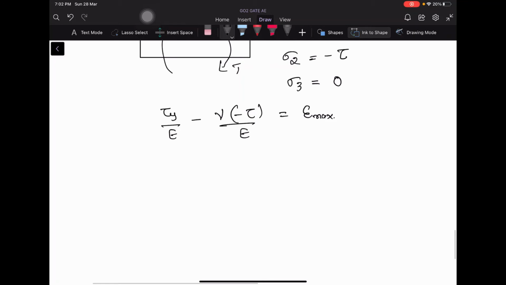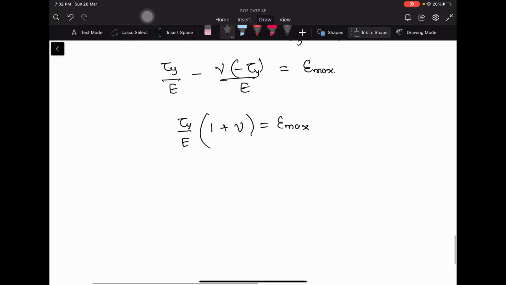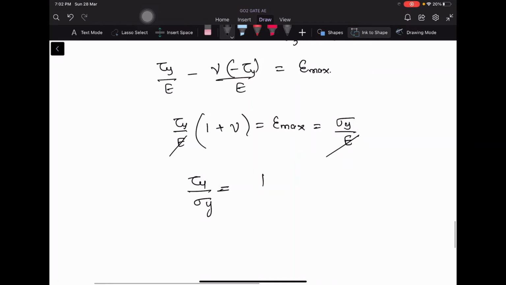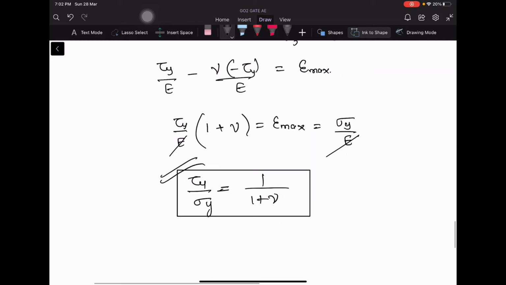So this can be written as tau y divided by E, you can take it as common, into 1 plus mu is equal to epsilon max. So epsilon max you got, this is nothing but sigma y divided by E. So E gets cancelled. So tau y by sigma y ratio will be 1 divided by 1 plus mu. So this tau y by sigma y ratio for maximum principal strain theory is 1 divided by 1 plus mu.